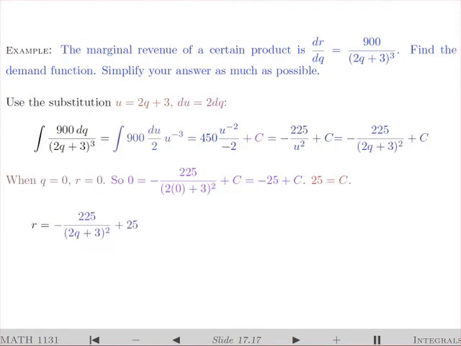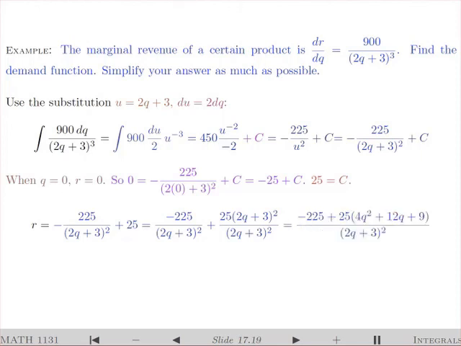If I divide this by Q, I get P. I would be done, except they are asking us to simplify the answer. So I need to simplify this. That means I need to combine the two terms into a single fraction first. So the common denominator is the quantity 2Q plus 3 squared. The first fraction already has the denominator. In the second fraction, I have to put that in the numerator as well. Now I can combine the two fractions into one.